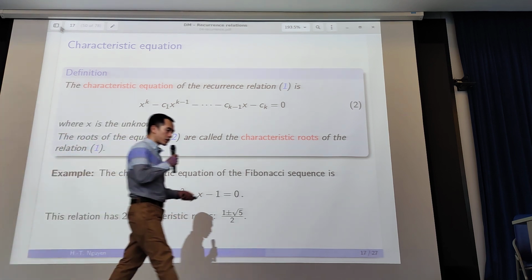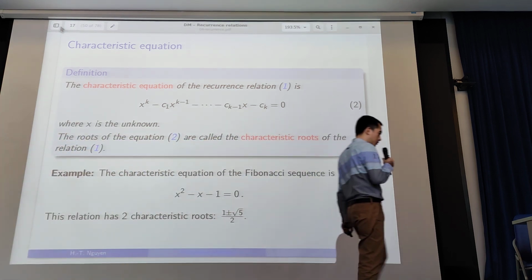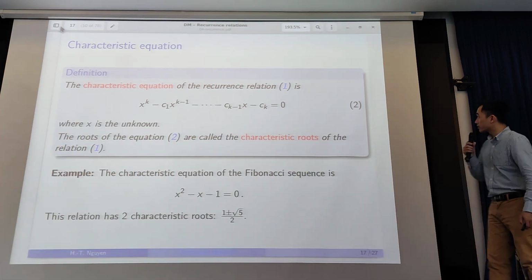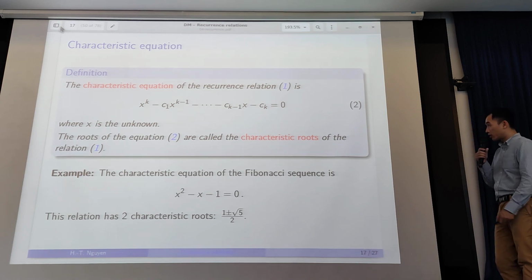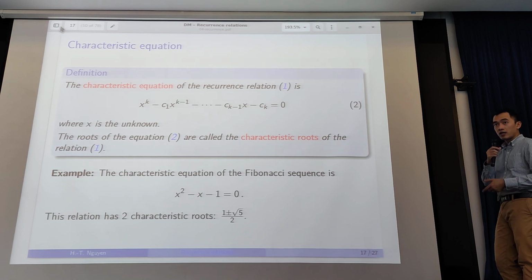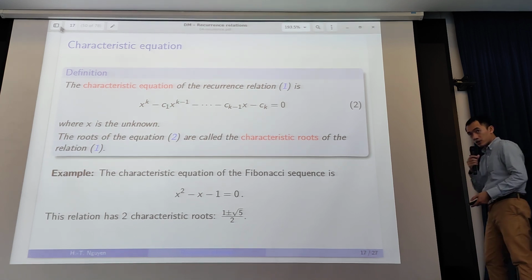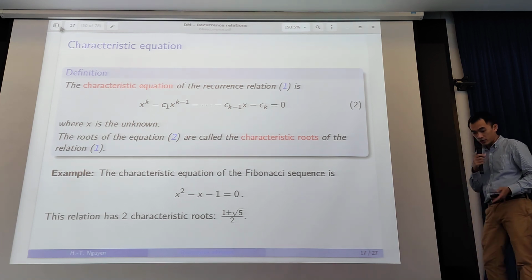So the form of the general solution to a recurrence relation will depend on whether the roots of the characteristic equation are single roots or multiple roots. Okay.